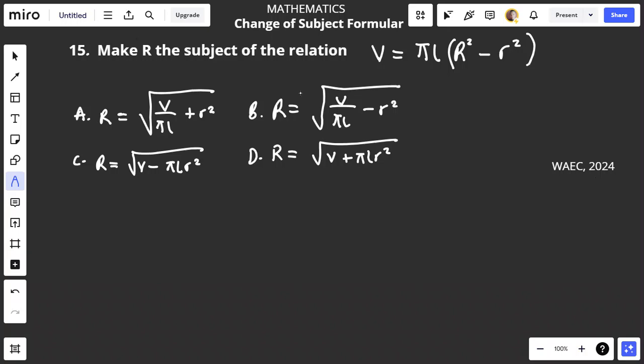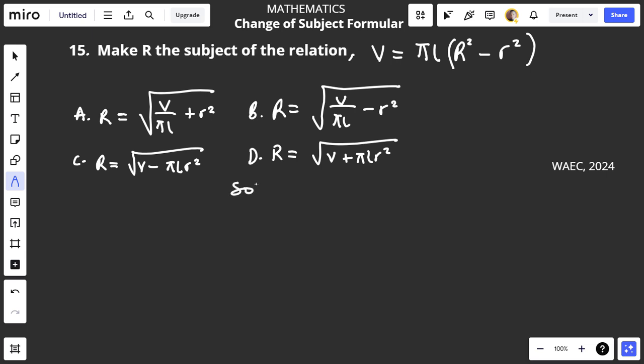Question 2024 on change of subject of a formula. It says make R the subject of the relation V equals pi L into capital R squared minus small r squared. So we should make R the subject.